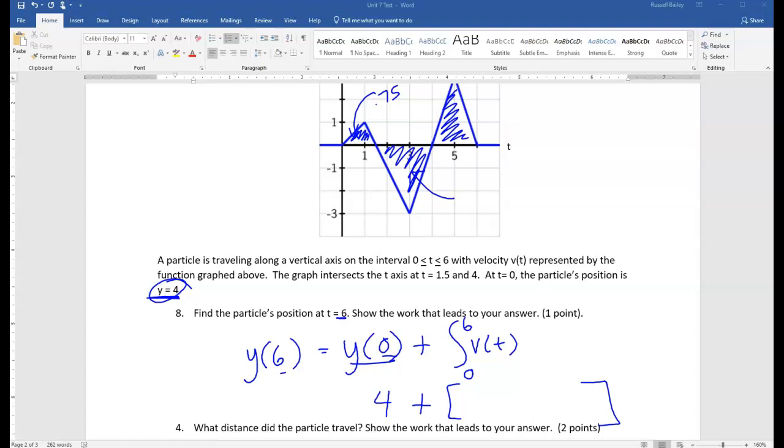2.5 times 3 divided by 2. This one's negative 3.75 because it's below the x-axis. And then this guy here, 2 times 2 is 4, cut in half is 2. And so we have 4 plus 0.75 minus 3.75 plus 2. And I'm just punching it in my calculator right now, and I'm getting 3.